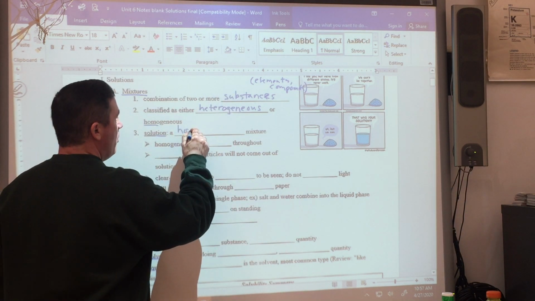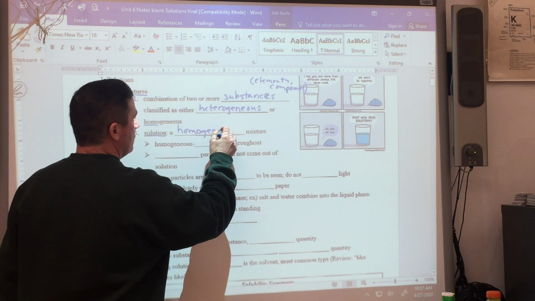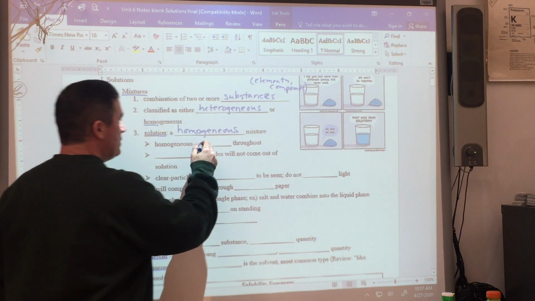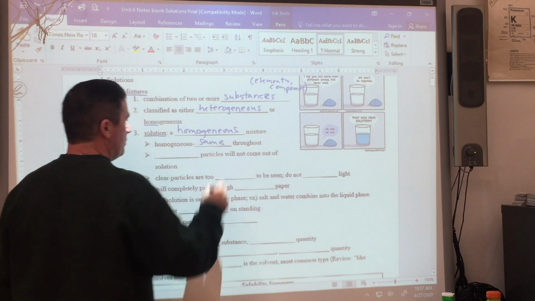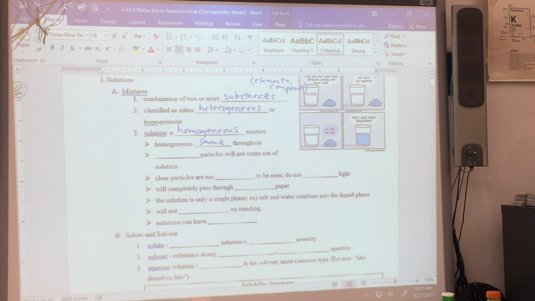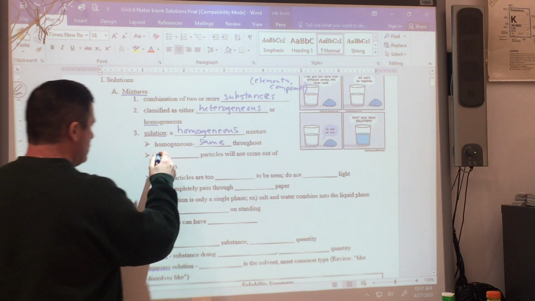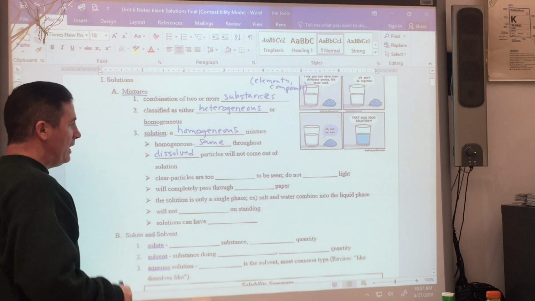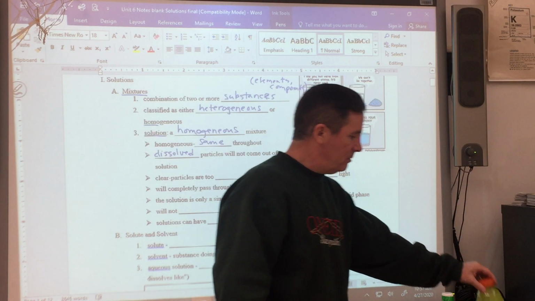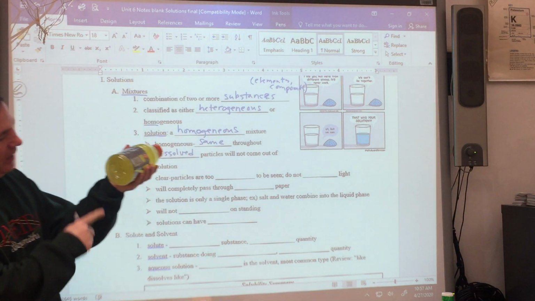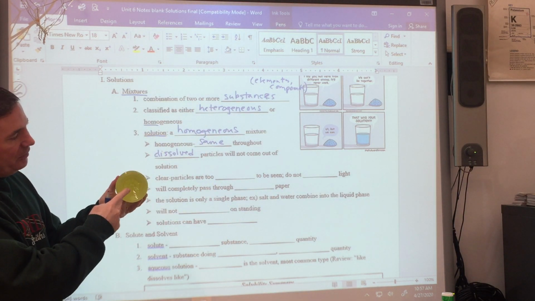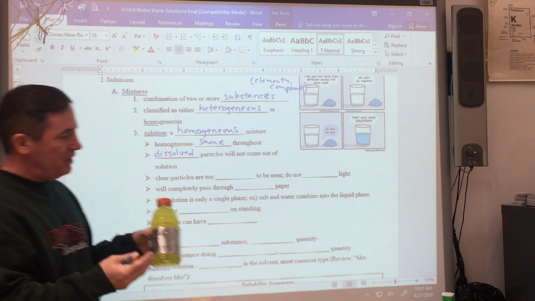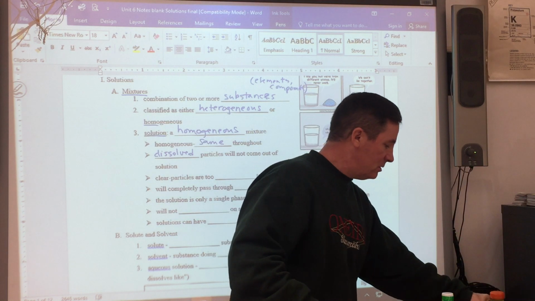Solutions are homogeneous mixtures. Homogeneous means it is the same throughout. And it also means that dissolved particles will not come out of solution. For example, we don't have any sugar built up at the bottom of this solution of Gatorade. Because of that, it is a solution.